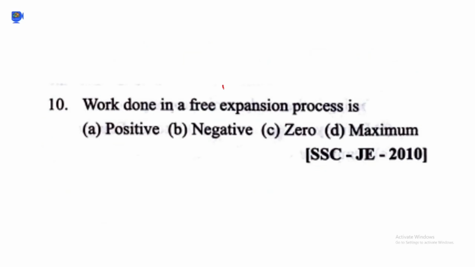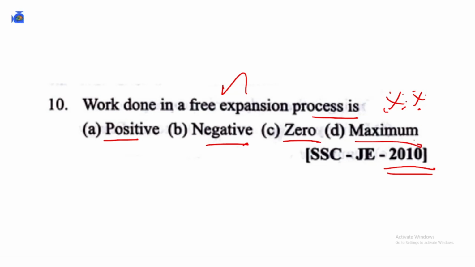So work done in free expansion process is. This is also a famous question which has been asked many times in many competitive exams. This has been asked in the subsequent year of 2010. Option A positive, option B negative, option C 0, option D maximum.